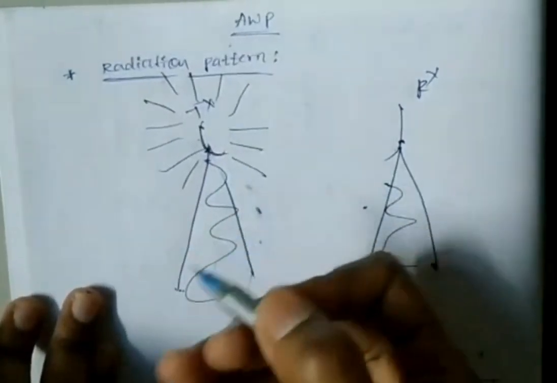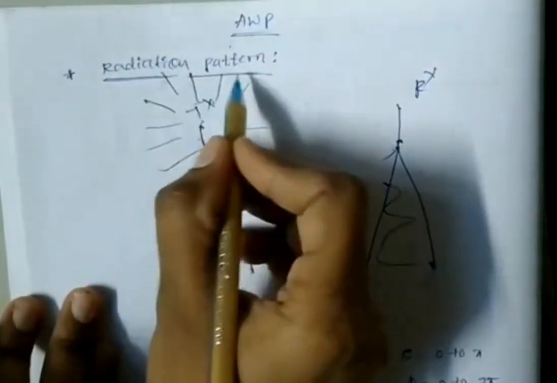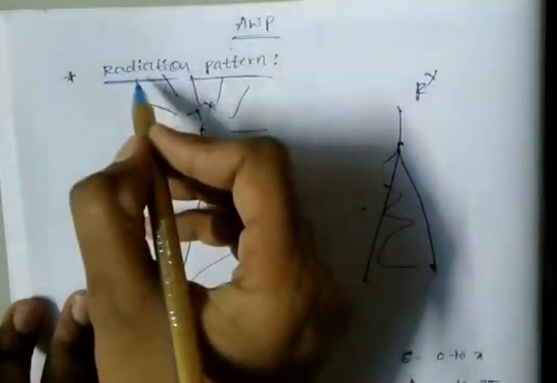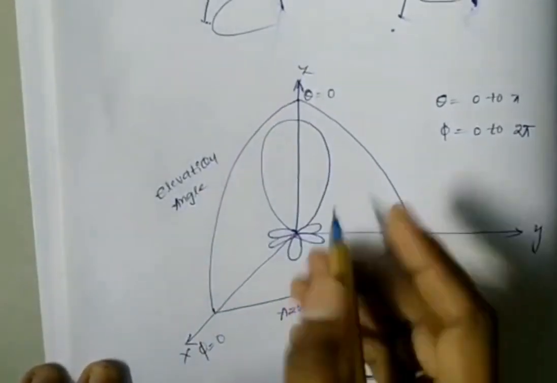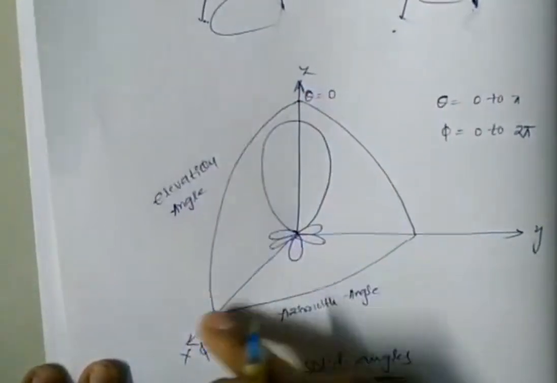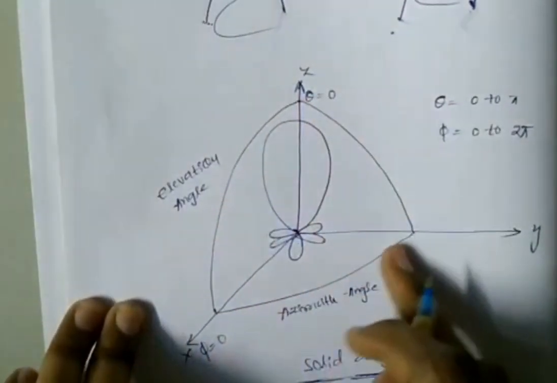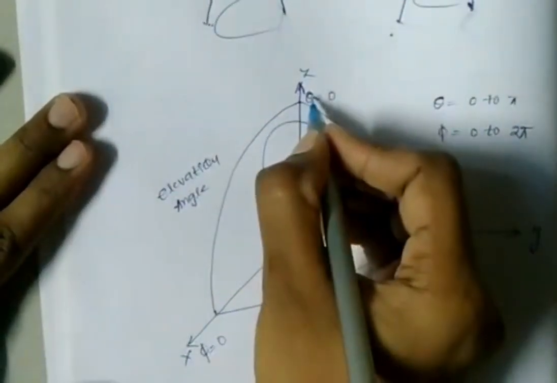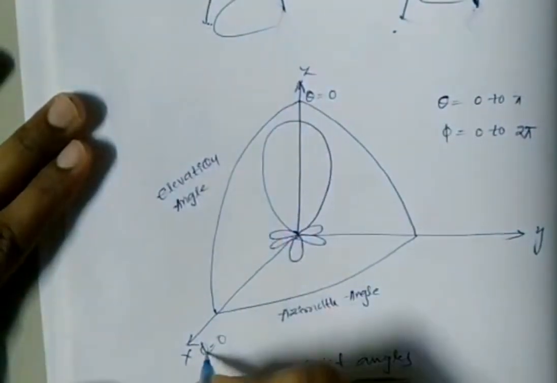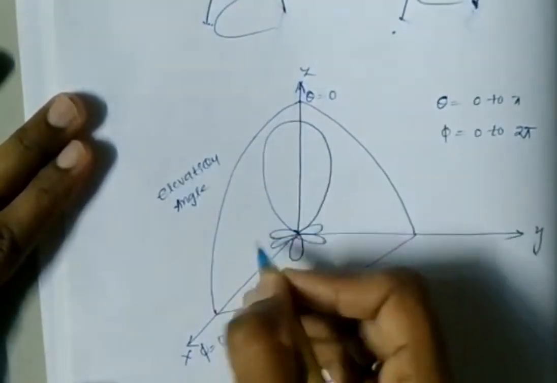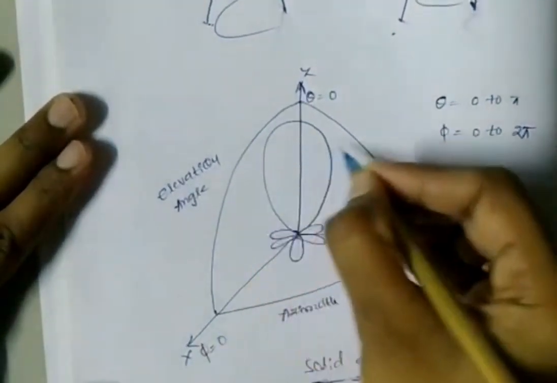So now, how do we describe the radiation here? By using the radiation pattern, we describe the maximum radiation and minimum radiation. This radiation pattern is a graphical representation. Here I am drawing this radiation pattern with respect to a coordinate system. This is a spherical coordinate system, and in it the existing planes are the elevation plane and the azimuth plane. The elevation angle is theta and the azimuth angle is phi. The elevation angle varies from 0 to pi, and the azimuth angle varies from 0 to 2 pi.